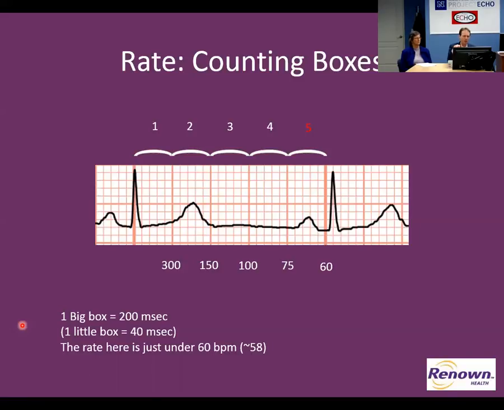There you go: 1 big box, 300 beats a minute; 2, 150; 3, 100; 4, 75 beats a minute. If there are 5 big boxes in between QRS complexes, then you are at 60 beats a minute. If it's over 5, you're just under 60, just slightly bradycardic, as in this case. And there you go, counting boxes.